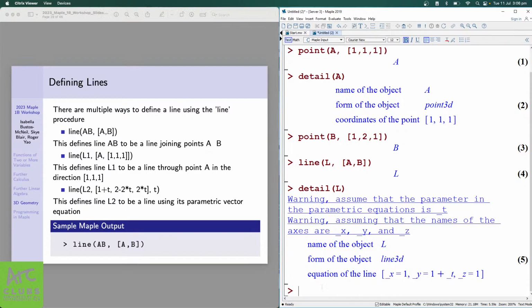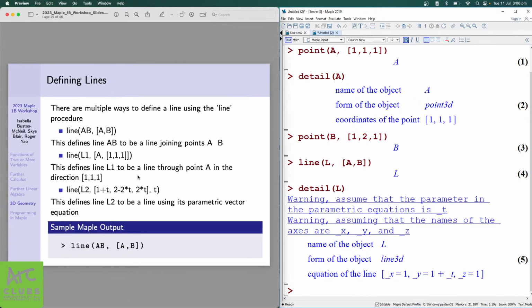Now, the second way we can define lines is kind of analogous to the way we define lines using vectors. So we give it a point and we give it a direction. So let's create a second line. Let's call this line L2. And remember, for the vector representation of a line, we need two things. We need a point that the vector passes through. So in this case, I'm going to use A. And we need a direction. So in this case, I'm going to use B.